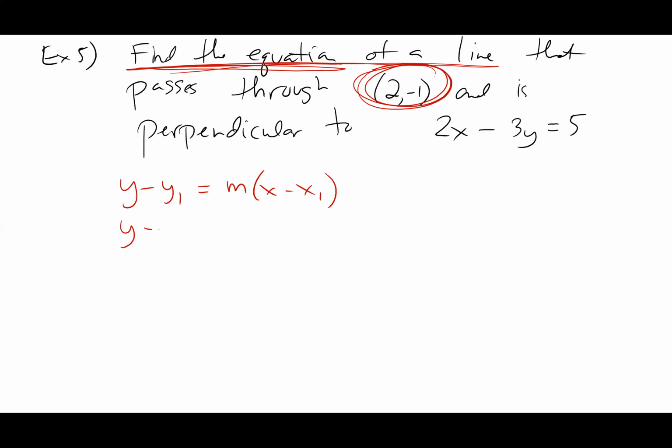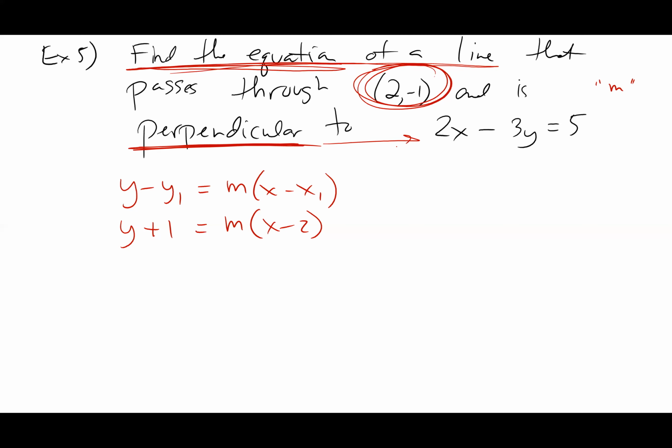So this is y minus, y1 is -1. Therefore, we just switch that. Notice this is the m that we need. We don't know our m yet. I have my points in there. That's cool. The m I need to somehow get from this guy. And the m that I want is perpendicular to that right there. Okay, so let's go for it.